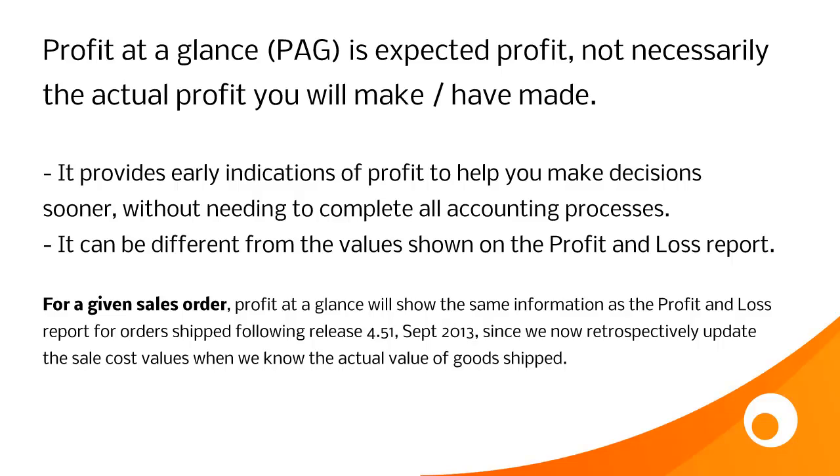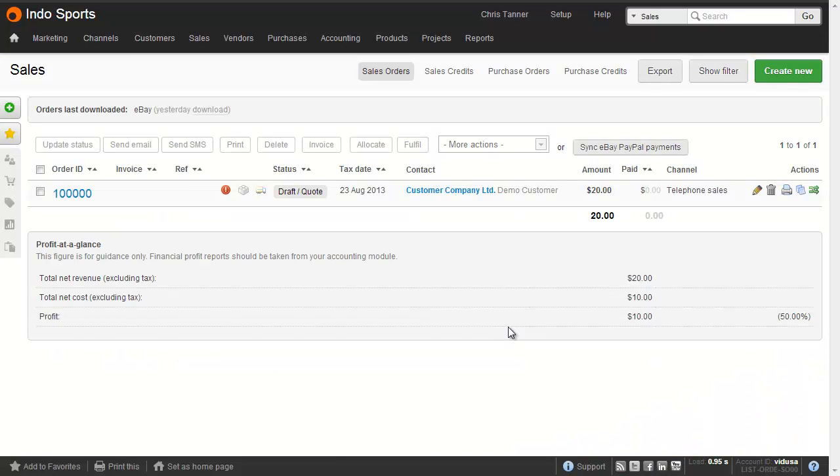But for one given sales order, the profit at a glance will show the same information as the profit and loss report for orders shipped following release 451, since we now also update the cost value on the sale with the FIFO value when the goods are actually shipped. So what we'll do now is we'll see how profit at a glance works in Brightpearl.